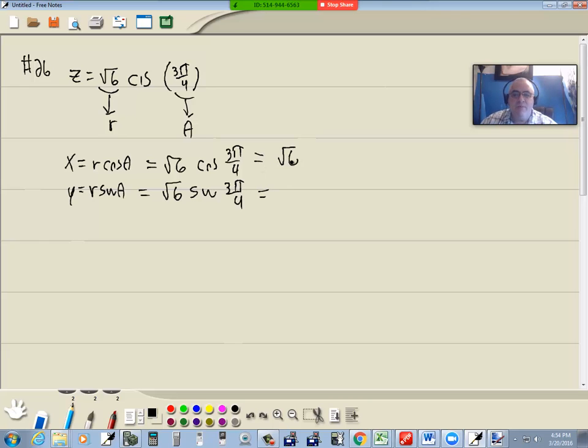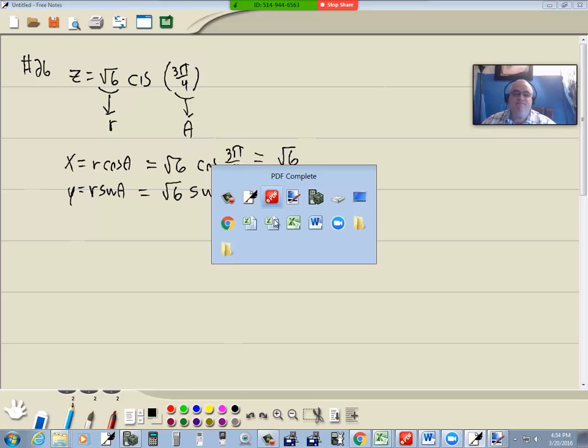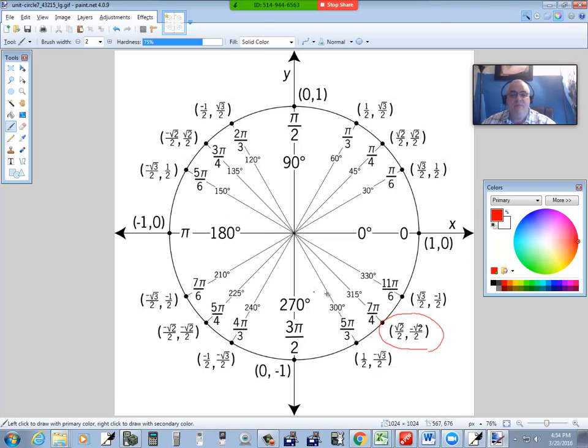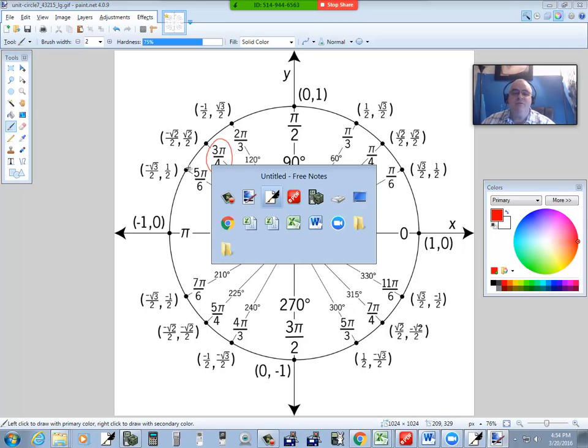Okay, now if I go look at my unit circle, 3 pi over 4 is right here. Cosine is your x part, which is negative square root of 2 over 2.